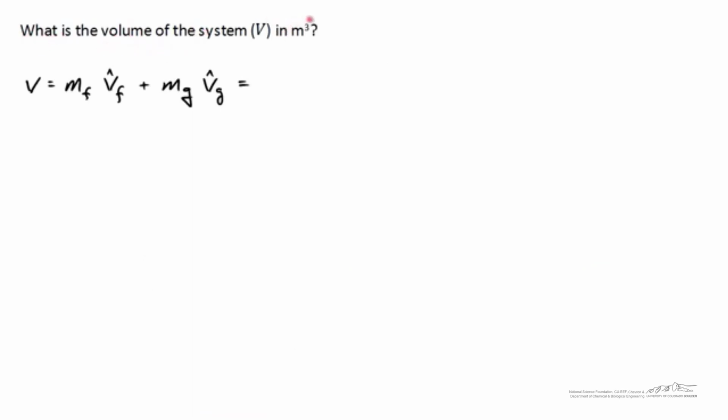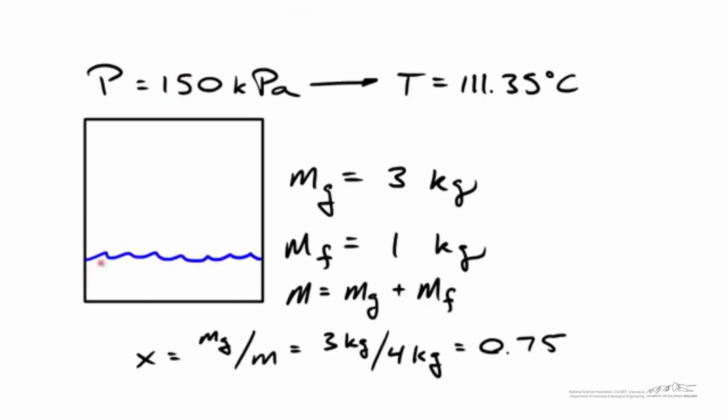So the volume itself in cubic meters. And I can solve this a couple of different ways. The first way is to figure out the full volume is equal to the mass of the fluid times the specific volume of the fluid plus the mass of the vapor times its specific volume. So in essence what I'm doing is calculating the volume of the liquid and adding that to the volume of the vapor, and that'll give me the total volume of the system.